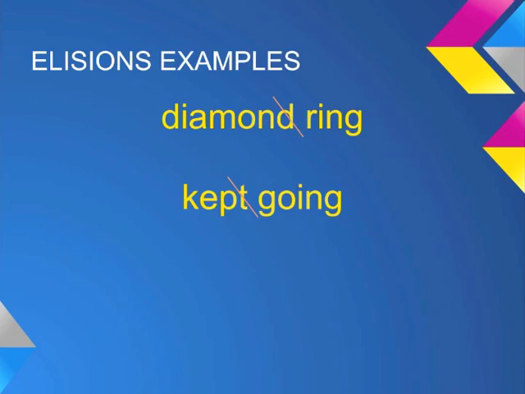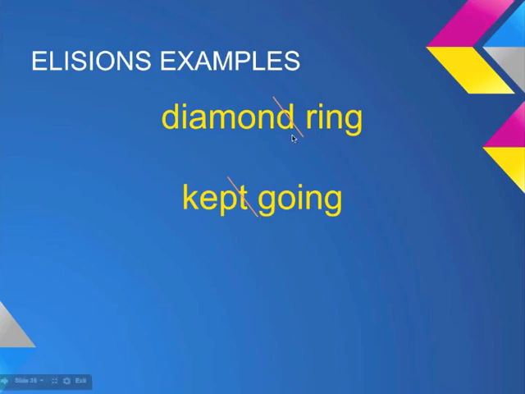Here are two examples. Again, notice how the final sound will basically disappear and help facilitate the two sounding somewhat together. Instead of diamond ring, we would say diamond ring. So notice the D is going to essentially be cut. Instead of kept going, the T will disappear, and now we say kept going.